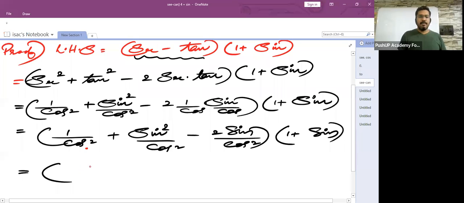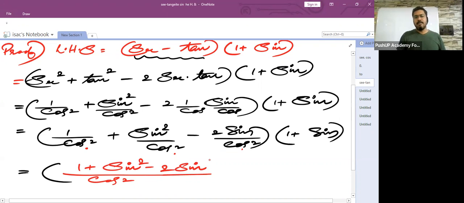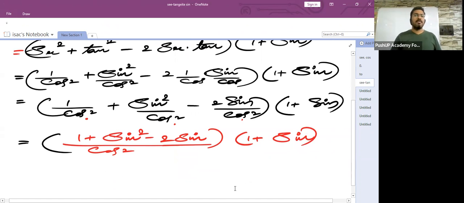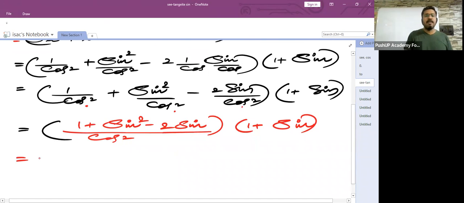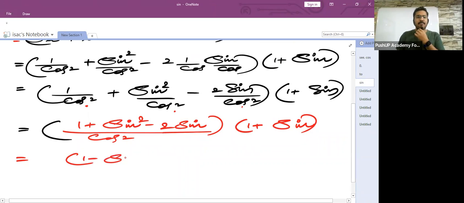So the numerator will become 1 plus sine square minus 2 sine, into 1 plus sine. So we have (1 plus sine square minus 2 sine) upon cos square into 1 plus sine. I have a question for you, children. What should be 1 plus sine square minus 2 sine? Isn't it 1 minus sine the whole square? Yes, it is the expansion of 1 minus sine the whole square.